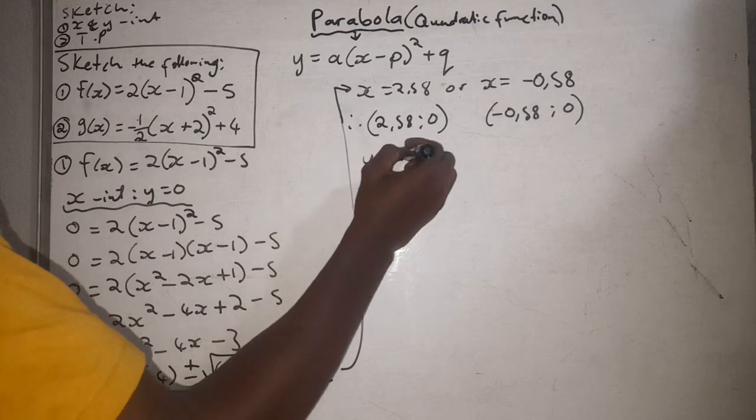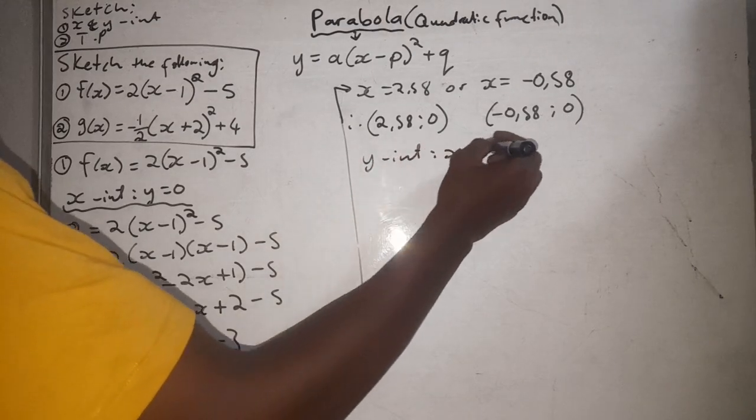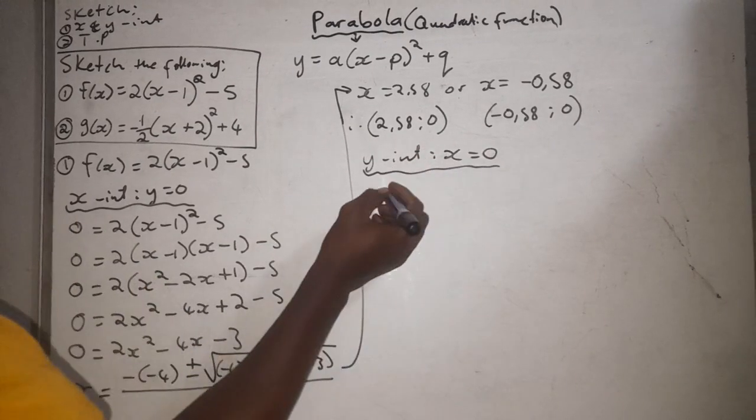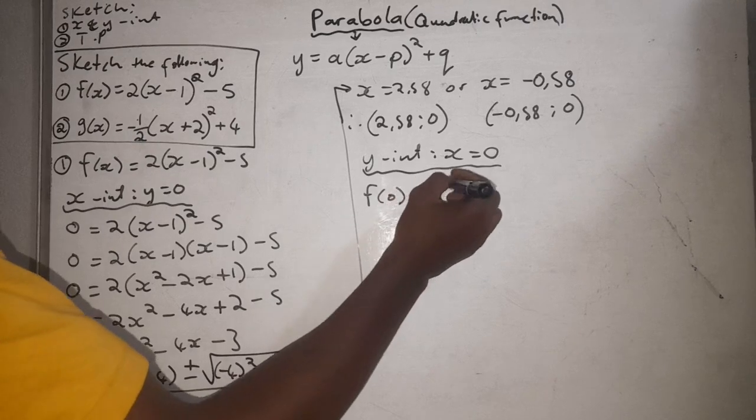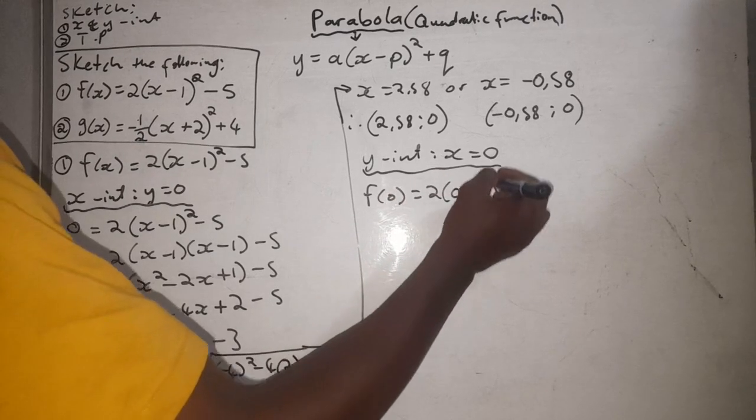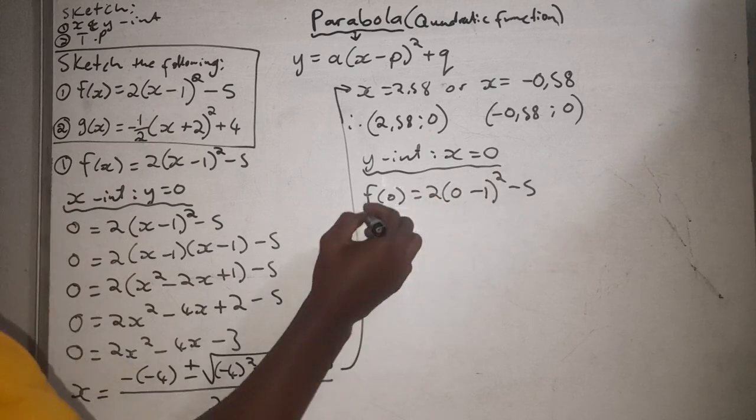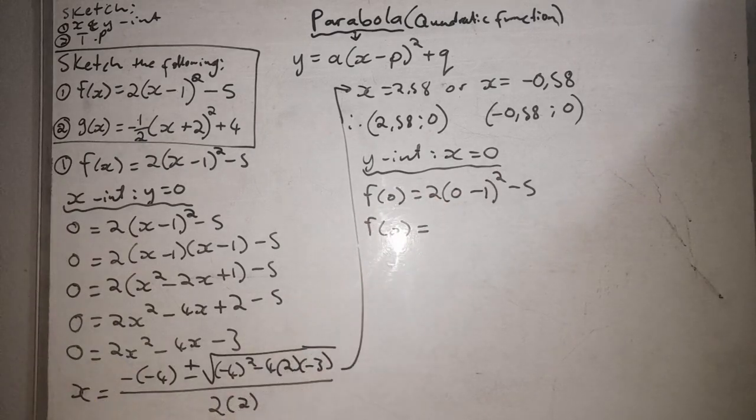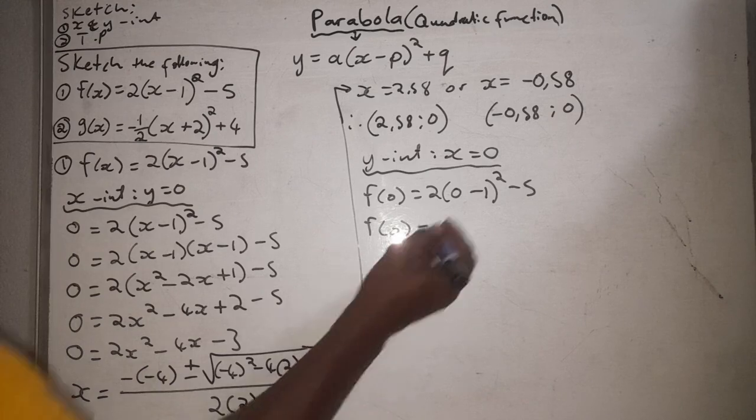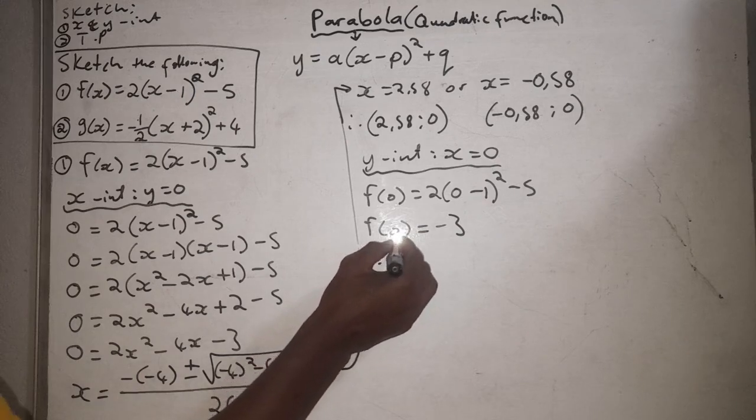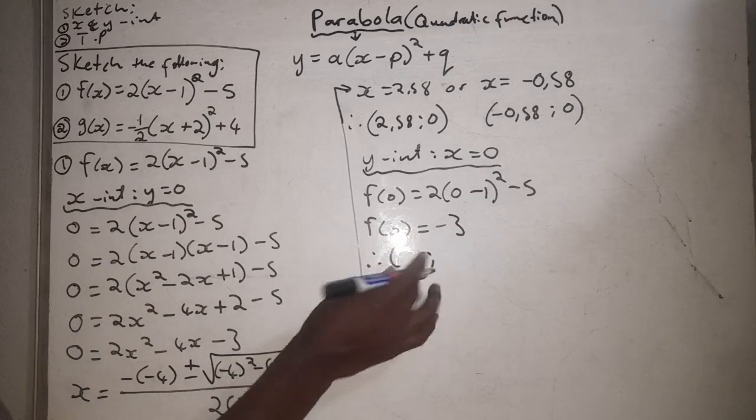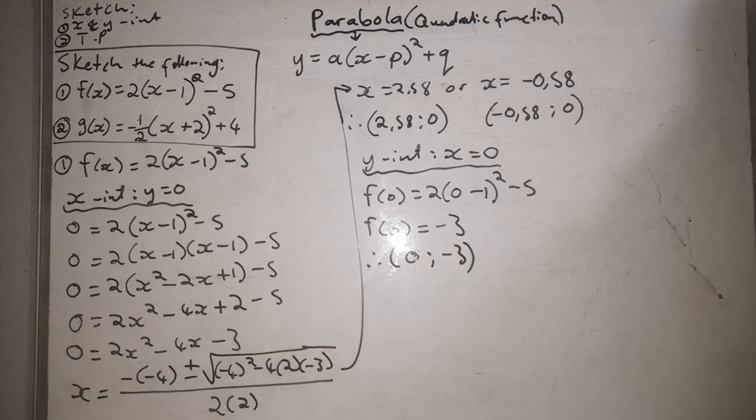Moving to the y-intercept. For the y-intercept, x should be equal to 0. Then f(0) equals 2 into (0 minus 1) squared minus 5. Then f(0) is going to be 2 minus 5, which is minus 3. And the y-intercept is going to be 0, minus 3.